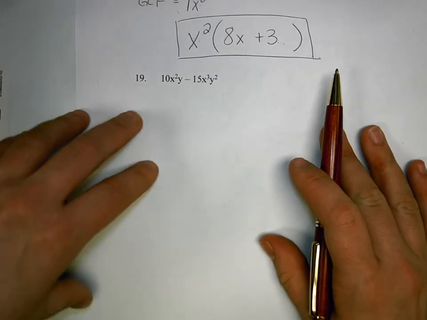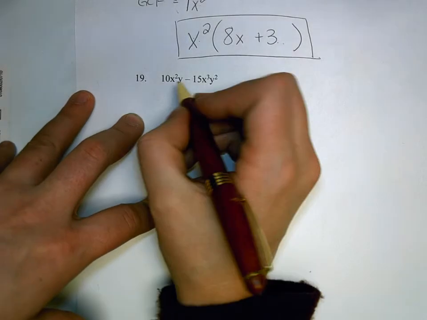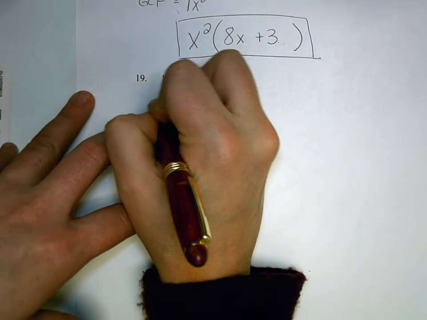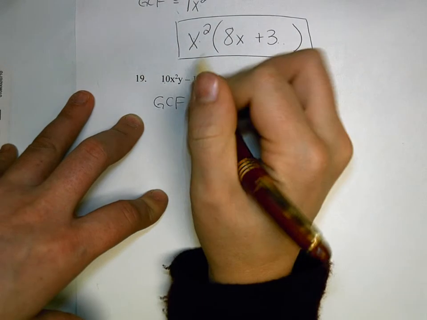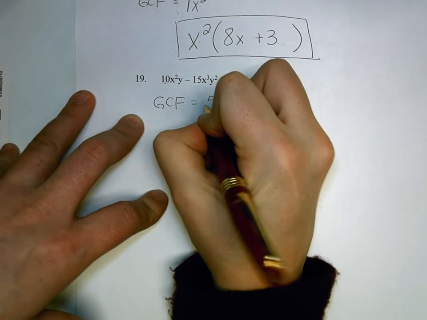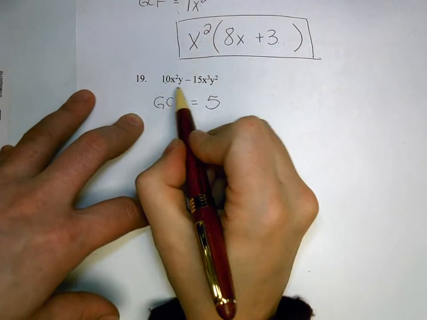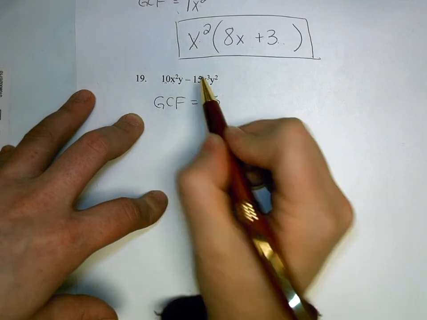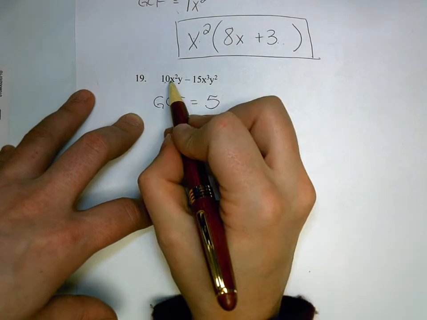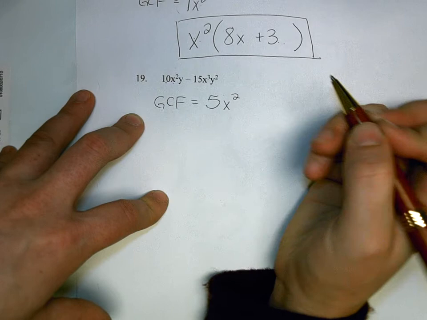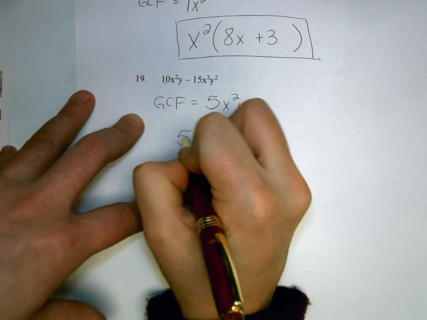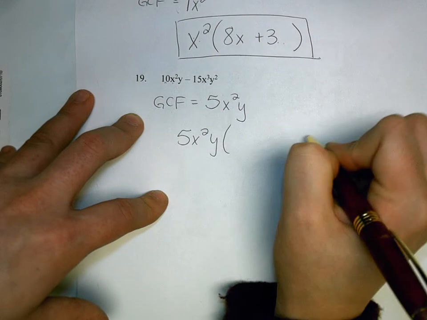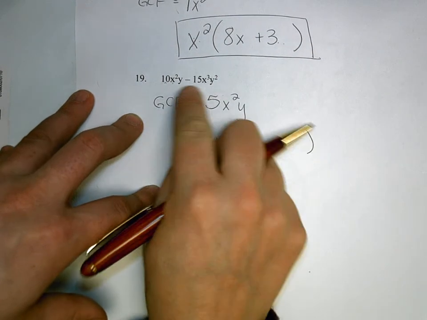Number 19. Between 10 and 15, my GCF is 5, so that's where the 5 came from. And now I look at my variables. How many x's do I have in common? Well, I know I have at least 2 x's in each one, and I have at least 1 y in each one. So that's my greatest common factor. But that goes on the outside of my parentheses, and that's what I pull out of this expression.